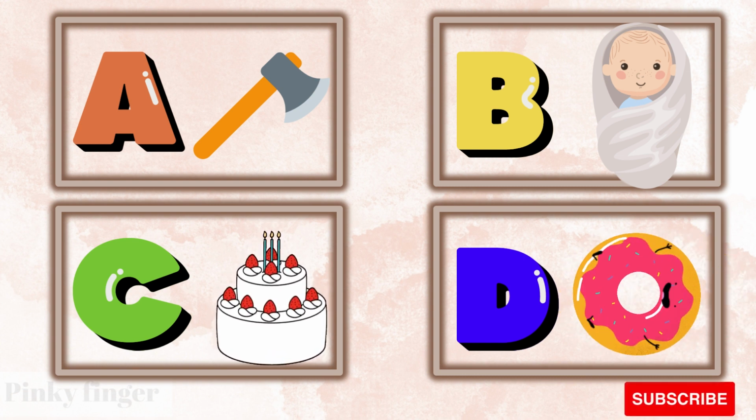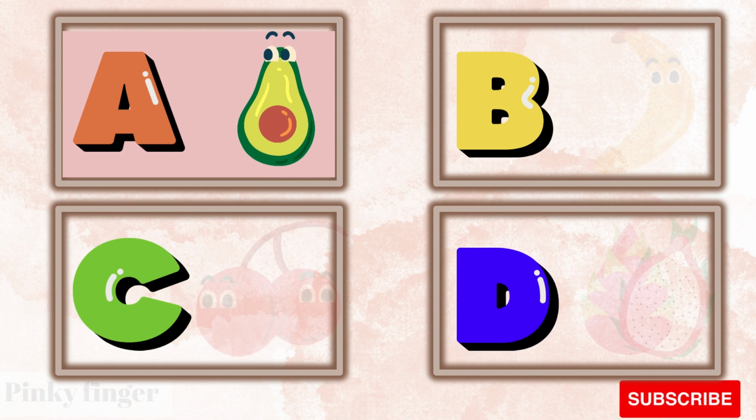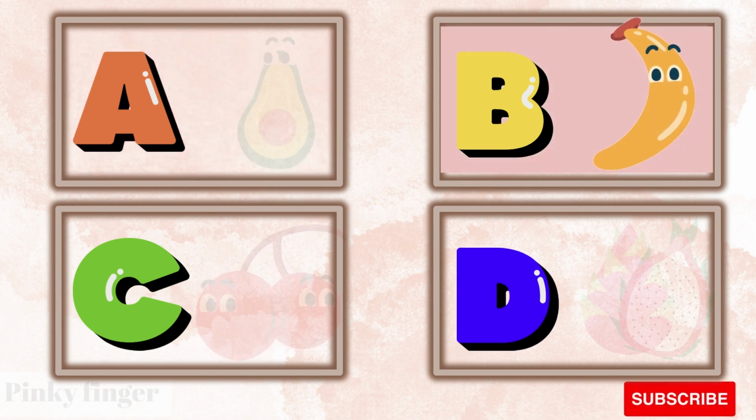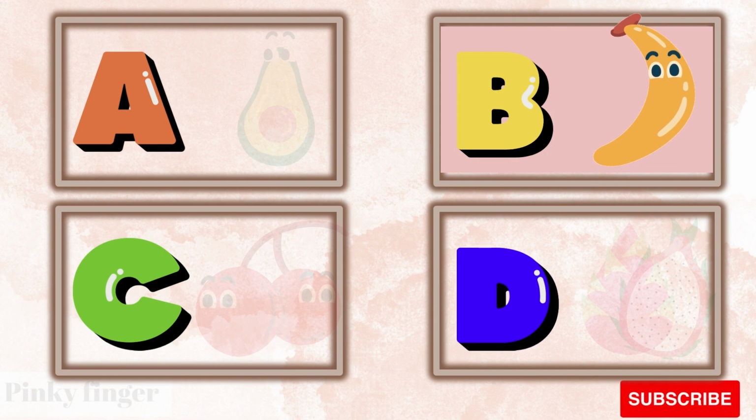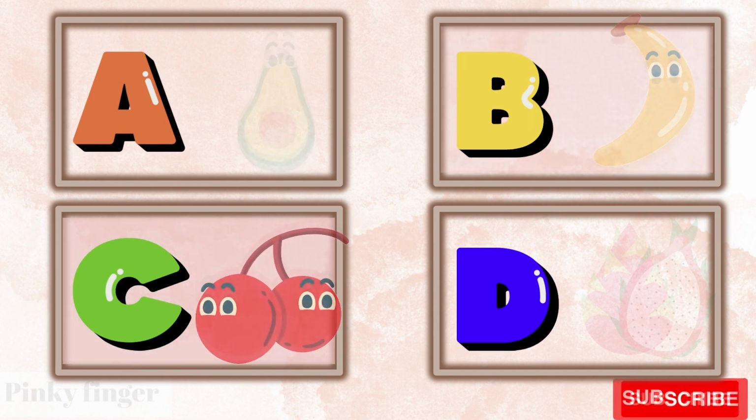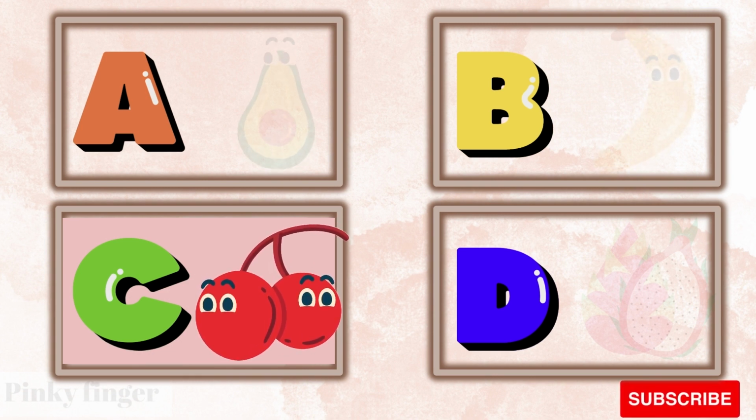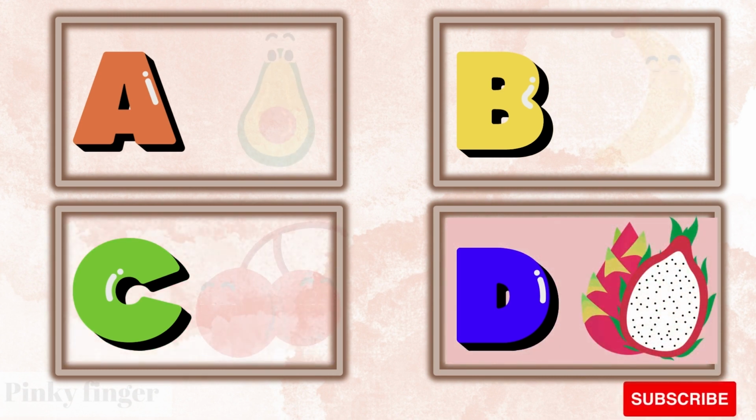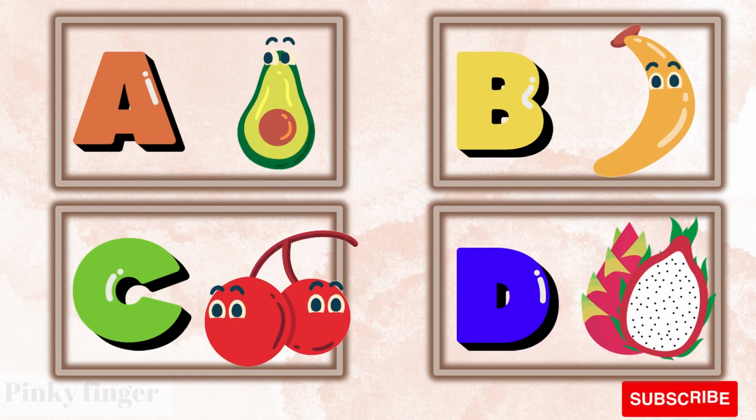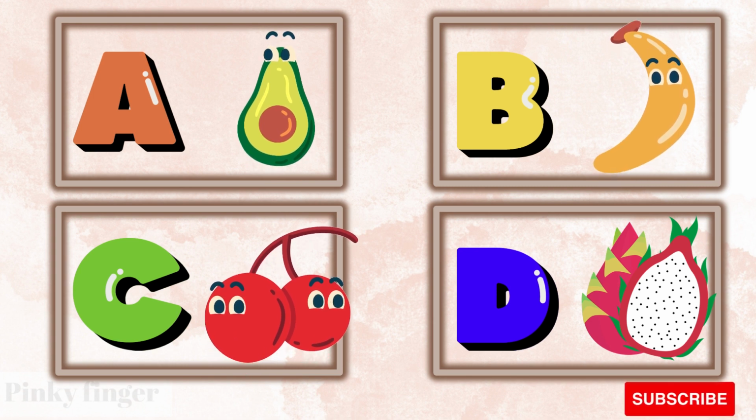D is for donut. A is for avocado. B is for banana. C is for cherries. D is for dragon fruit. A is for avocado. B is for banana. C is for cherries. D is for dragon fruit.